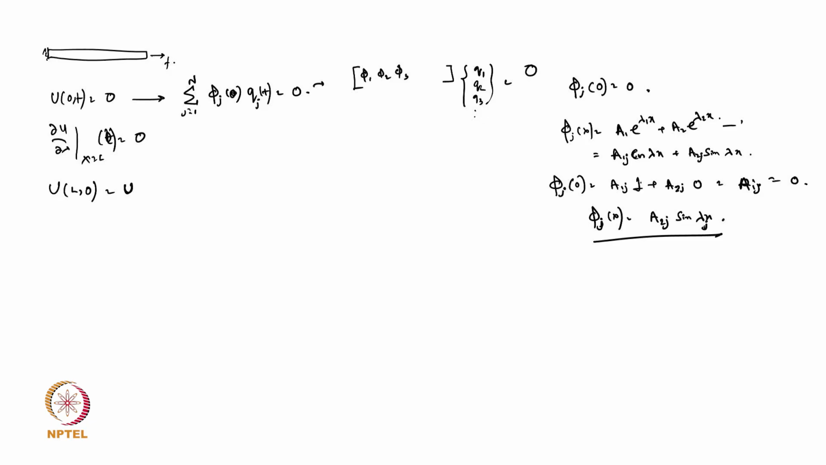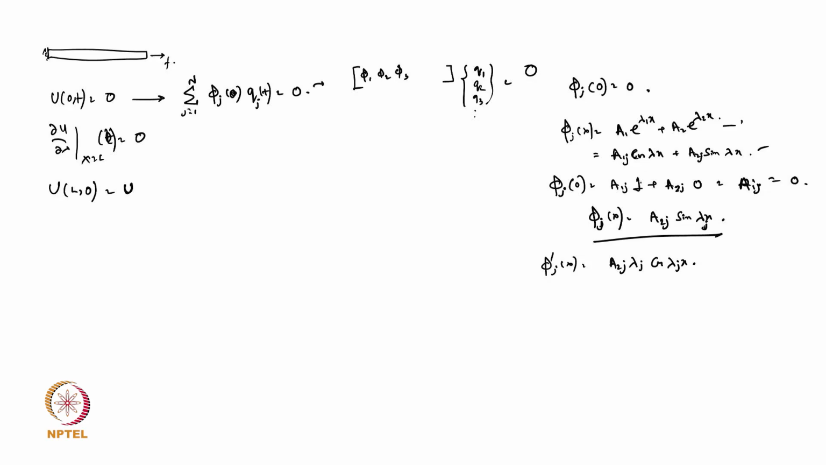So we get 1 point. Nice. Now the next thing is del u del x at x equal to L. If we assume this form, because it is a second order differential equation, and substitute it here, then it will be phi dash jx. So we will get a2j lambda j cos lambda jx.